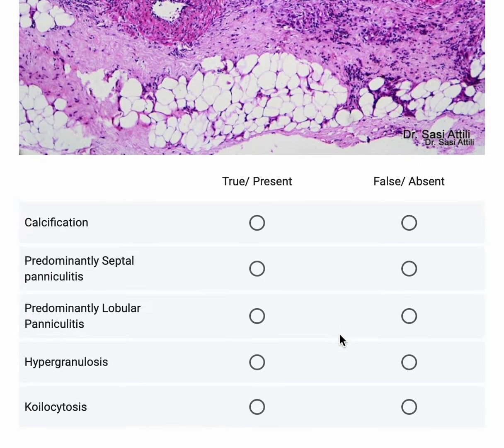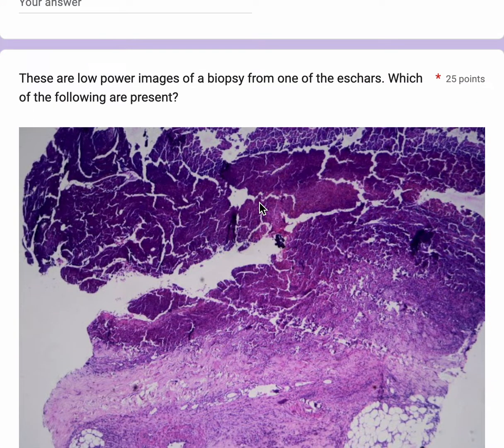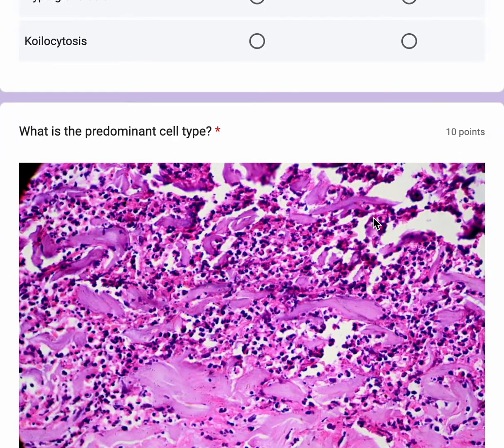So essentially what you're seeing is a predominantly septal panniculitis. There is no granular layer to comment on hypergranulosis or parakeratosis. This is not calcification. Calcification does not look like necrotic debris and is not present on the epidermal surface. This is basically the eschar that you're seeing clinically, which is just a lot of basophilic debris and crust with inflammatory cells. All right.